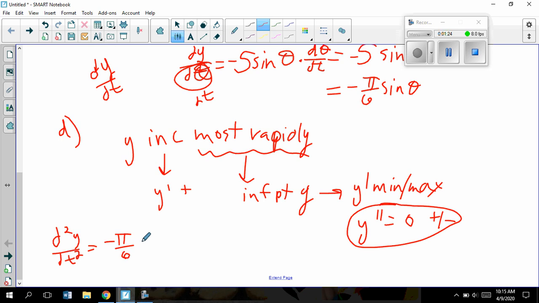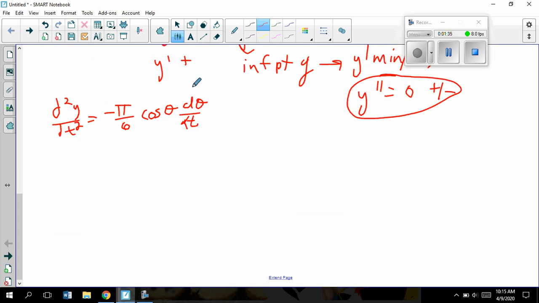The derivative of sine is cosine. And then remember, we're doing it in terms of time, so I also need d theta dt. Okay, now looking back, we know what that is again. It was pi over 30. So not that it's really going to matter, but you'll see why it doesn't matter in a sec here.